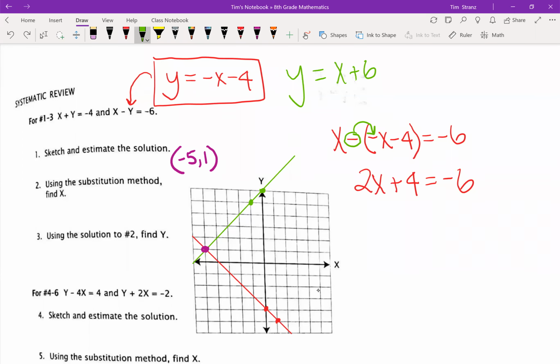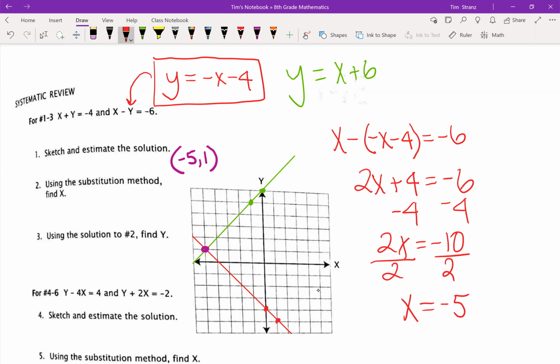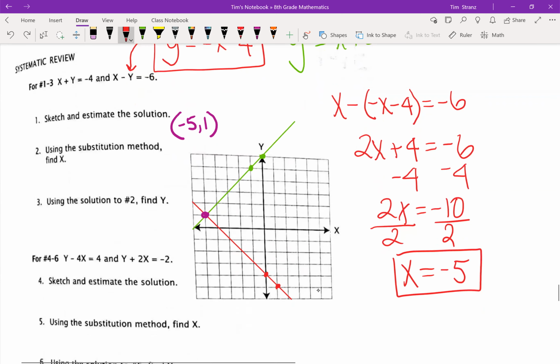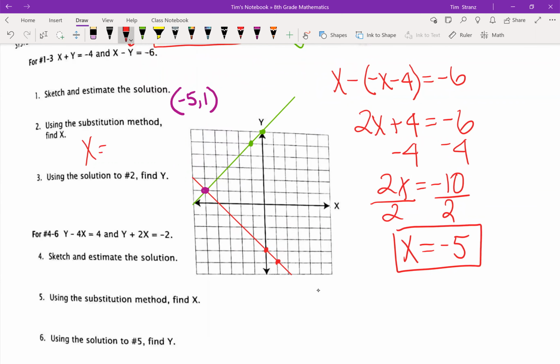Okay. And then on the other side, we've got negative 6. So I'm going to subtract 4 here, subtract 4 here. 2x equals negative 10. Divide by 2, divide by 2. x equals negative 5. Okay, that's a good start because that's what I got for my x right there, a negative 5. So I'm going to write x equals negative 5.